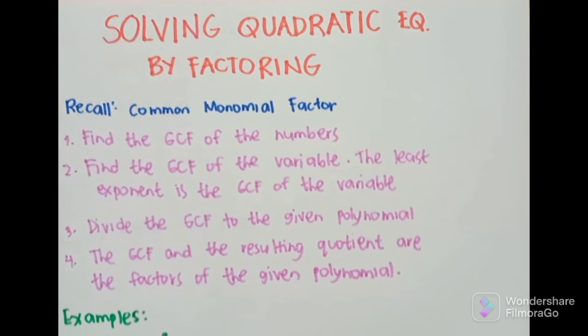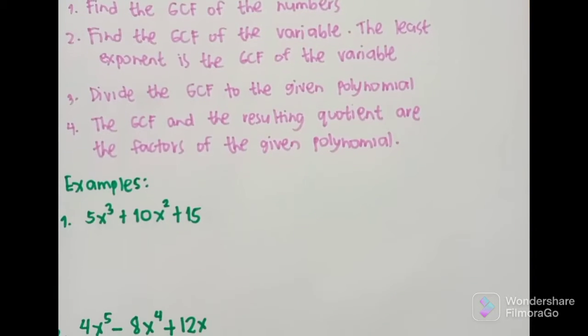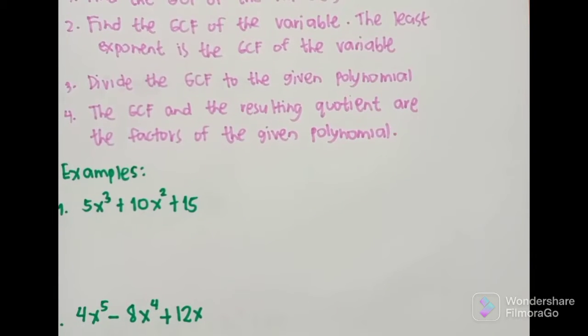So example 1 tayo. We have 5x cubed plus 10x plus 15. So ang gagawin daw natin is to find the GCF of the number. Maraming ways din kung paano hanapin yung GCF ng isang number. Pwede tayong gumamit ng prime factorization or continuous division, pwede rin listing ng factors ng isang number.